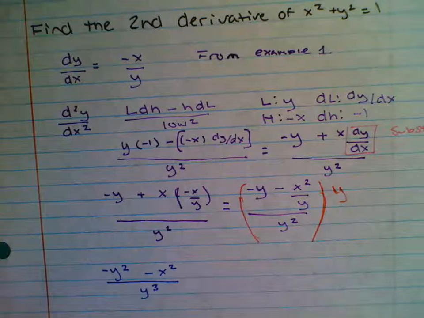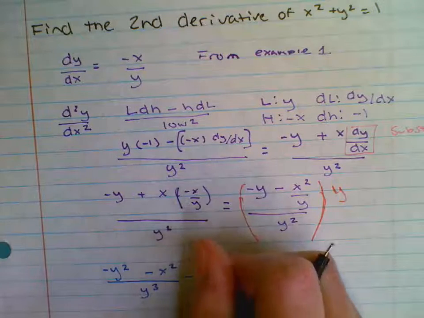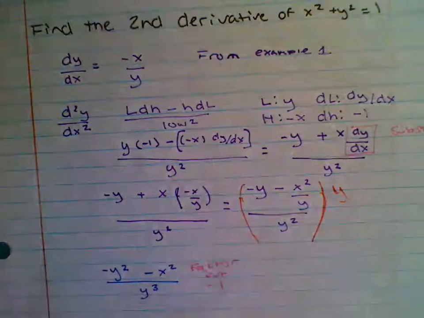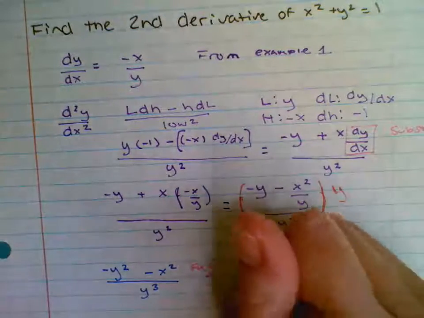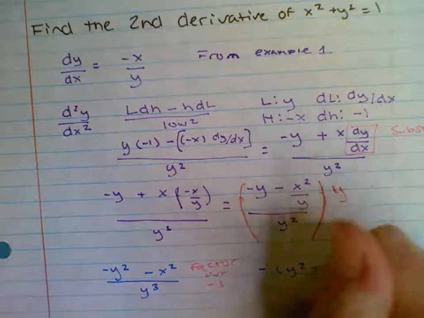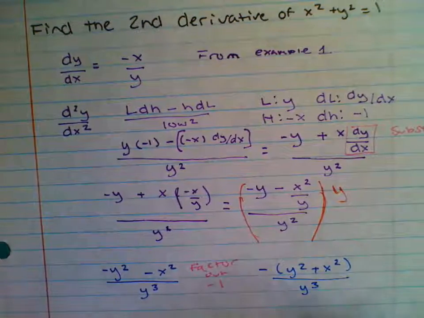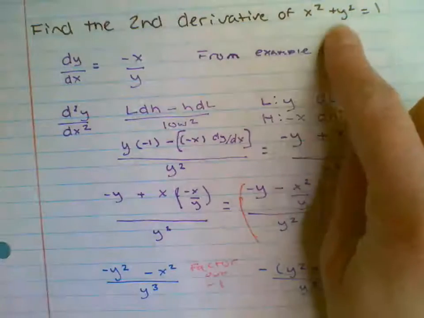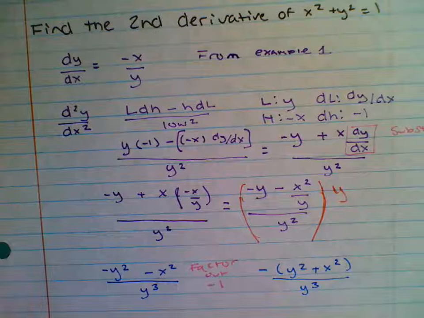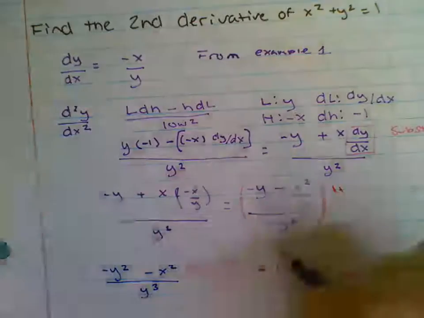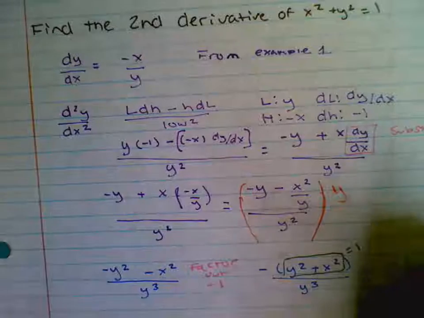The next thing that I'm going to do is factor out a negative 1 from my numerator. So I'm going to get y squared plus x squared over y cubed. Now, you should notice that we started with x squared plus y squared equals 1. Hey, that's the same thing. So I'm going to substitute in 1 now. So my final answer will be negative 1 over y cubed.